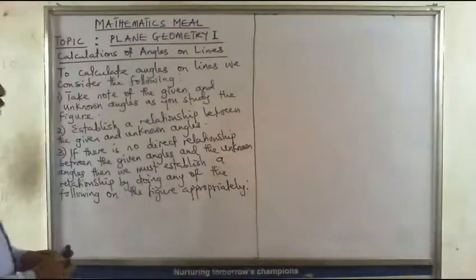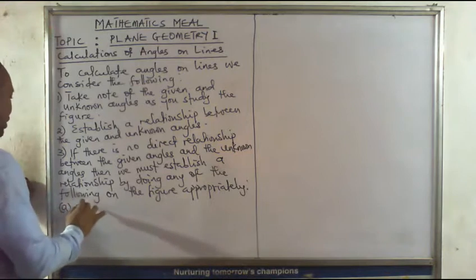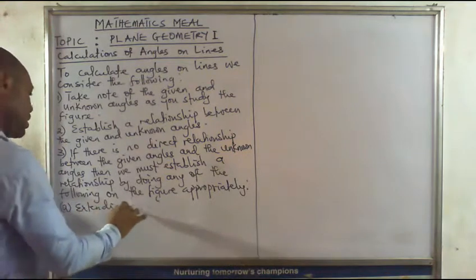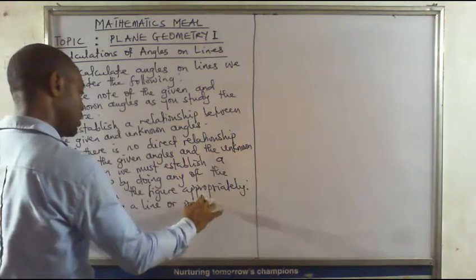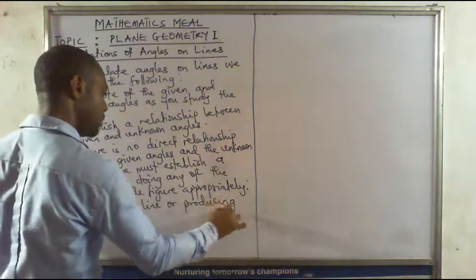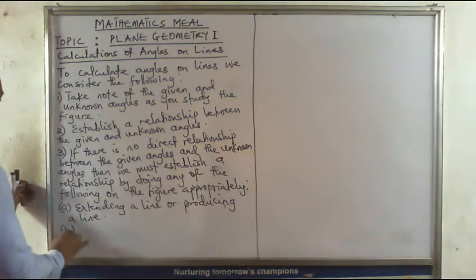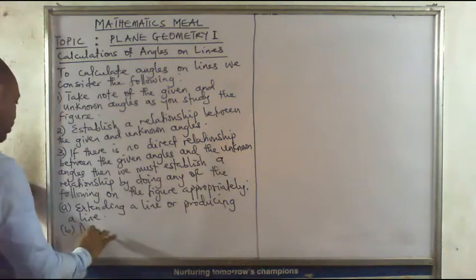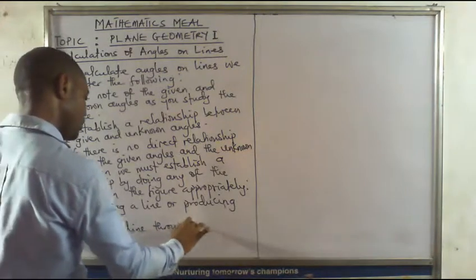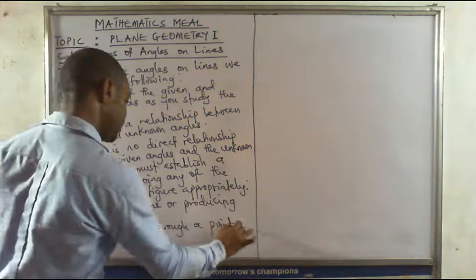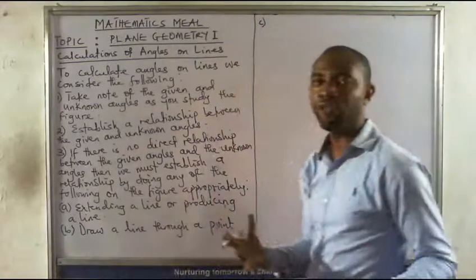By doing any of the following on the figure appropriately, what are the possible things we can do? Extending a line or producing a line. We can also draw a line through a point. There are many possible things, depending on the nature of the figure given to you.